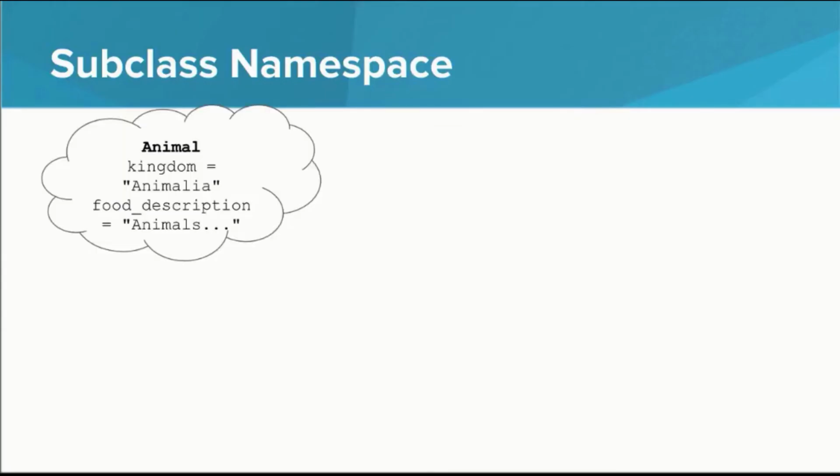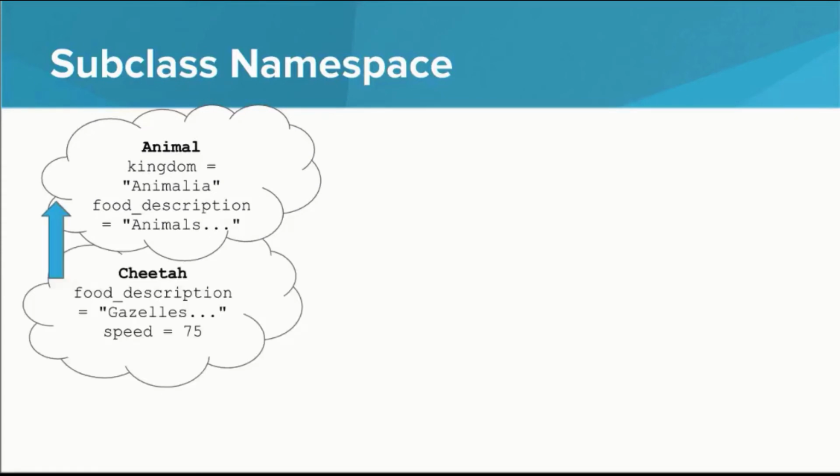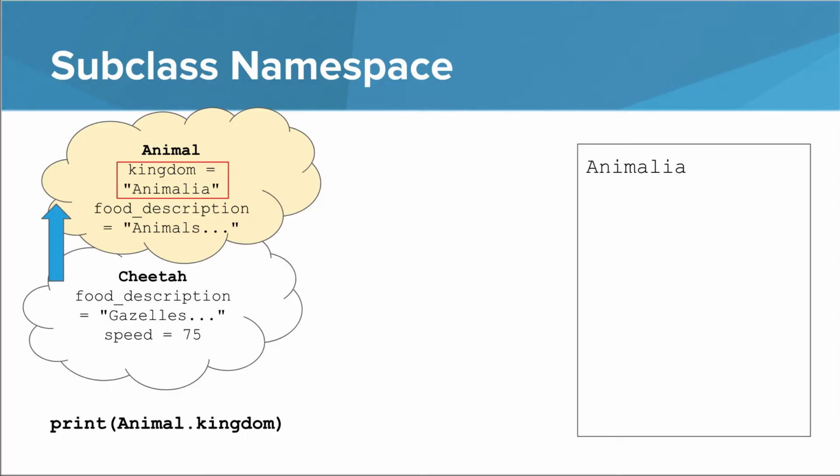Now, in this scenario, we have the animal class, and it has the name kingdom and the name food description. And then we have the subclass cheetah, which has its own food description and a new name, speed. Now what happens if we print out animal.kingdom? Well, it'll look inside the animal's namespace and find the kingdom value, which is Animalia, and print out Animalia. What if we print out cheetah.kingdom? Well, since kingdom doesn't exist inside cheetah's namespace, it'll hop up a level to the superclass to find the kingdom, which is Animalia. Now what if we print out cheetah.speed?